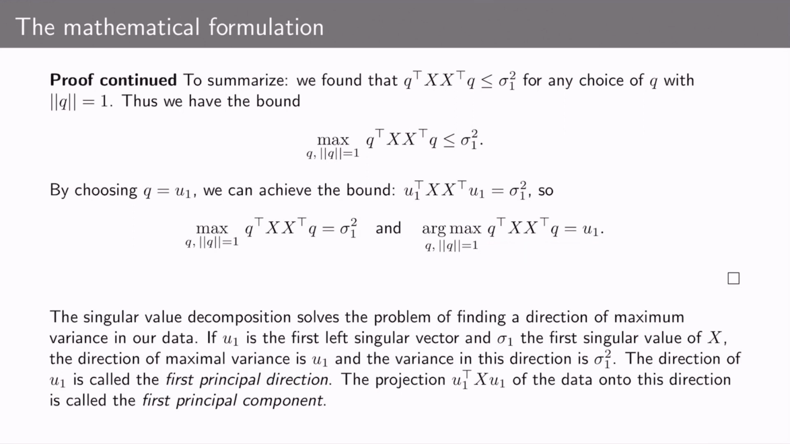Let's come back down to earth here. We wanted to maximize this quantity because we wanted to maximize the variance in a particular direction. We found that the singular value decomposition solves this problem for us. It finds the direction of maximum variance. That's U1, the left singular vector of X. And it finds the variance in that direction, which is sigma 1 squared, where sigma 1 is the first singular value of X. The direction of U1 is called the first principal direction. The projection of our data X onto the U1 direction is called the first principal component. These are the red circles from our earlier plots. It also happens that these projections are given by U1 transpose X U1.